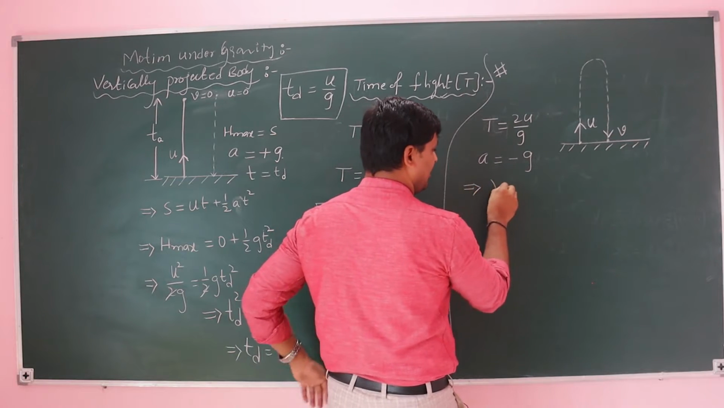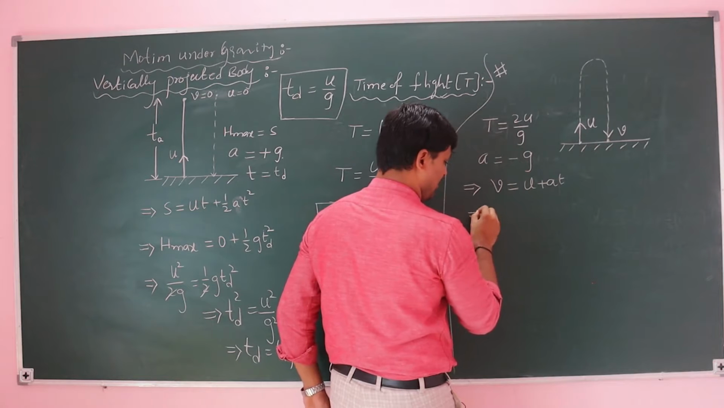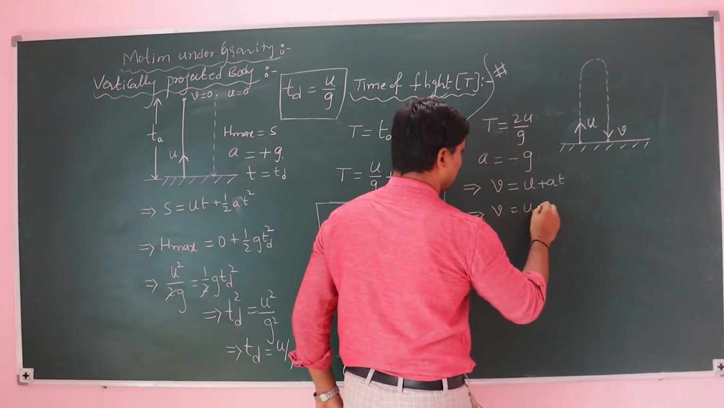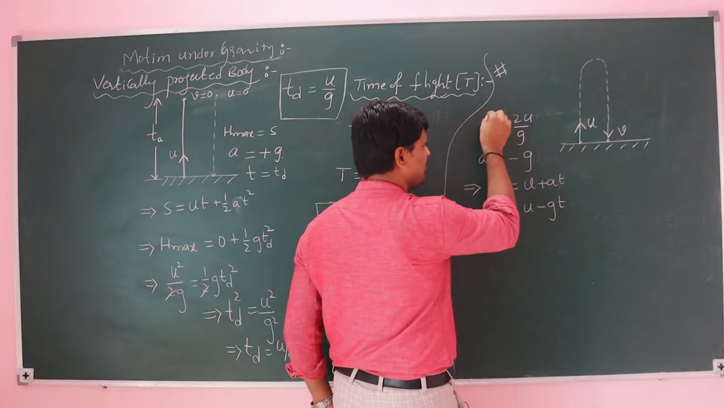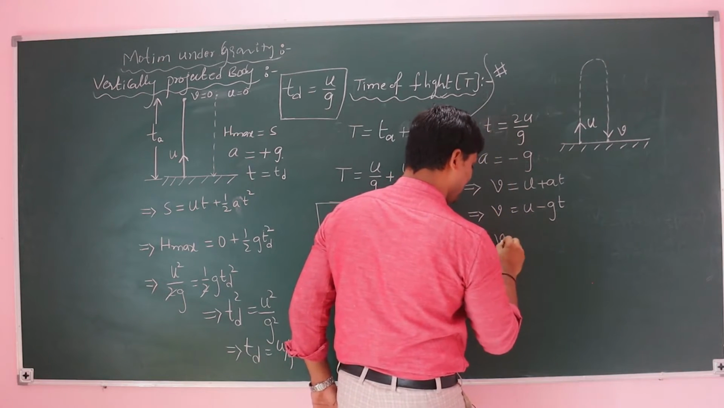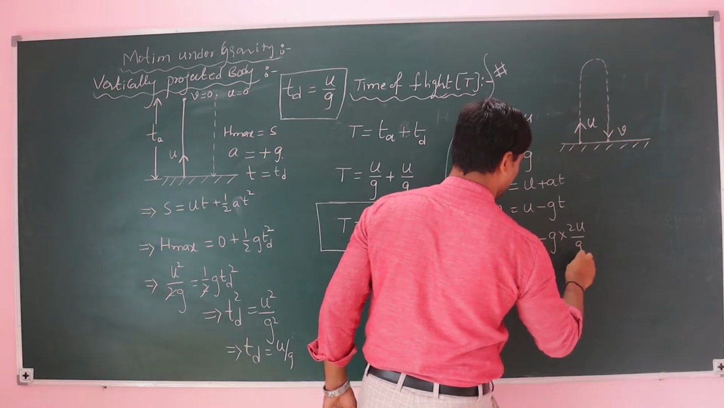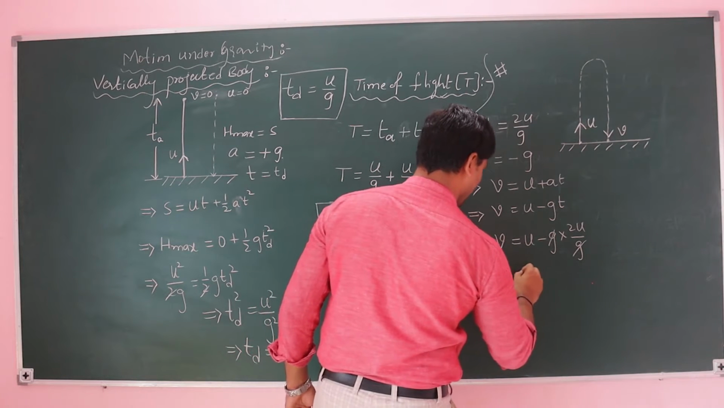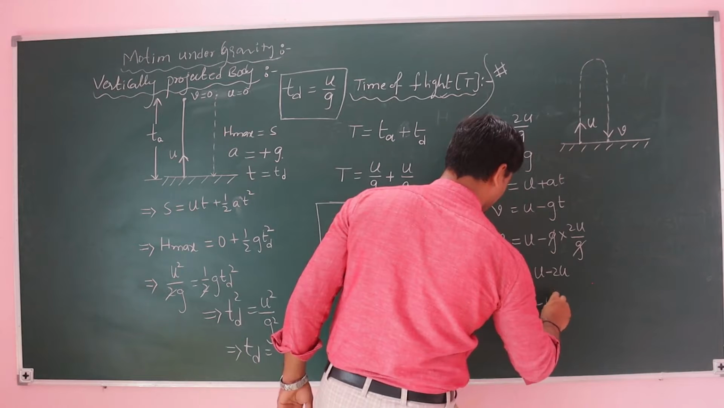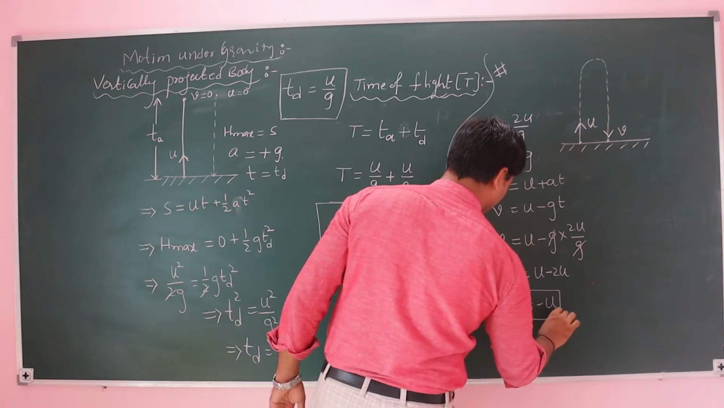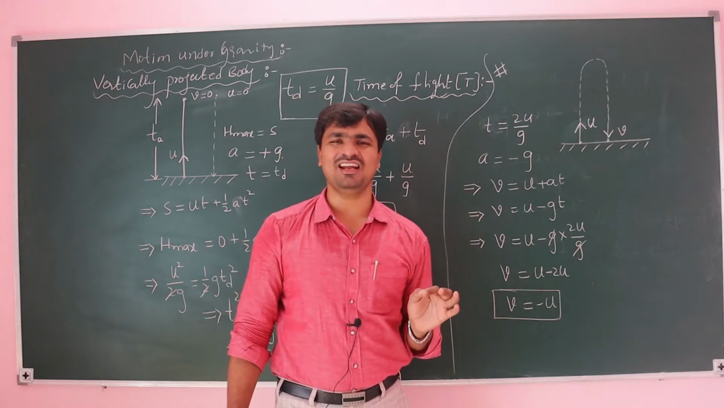So now if you take v is equal to u plus at, then v is equal to u minus g t. Actually what is the t value? How much time taken? 2u by g. So then v is equal to u minus g into 2u by g. g gets cancelled, then v is equal to u minus 2u, then v is equal to minus u. What is the meaning of minus u? Yes, v is equal to u magnitudewise, but directionally opposite.